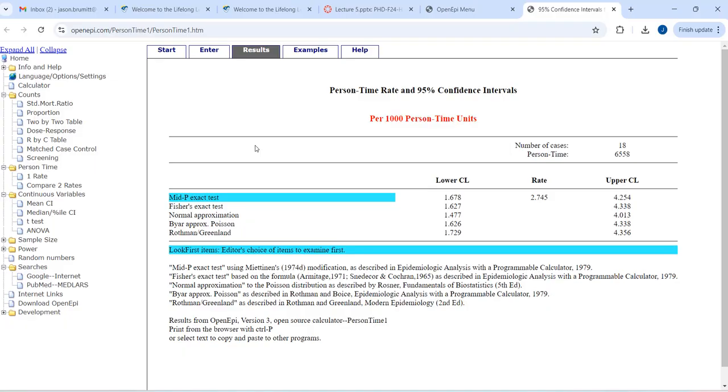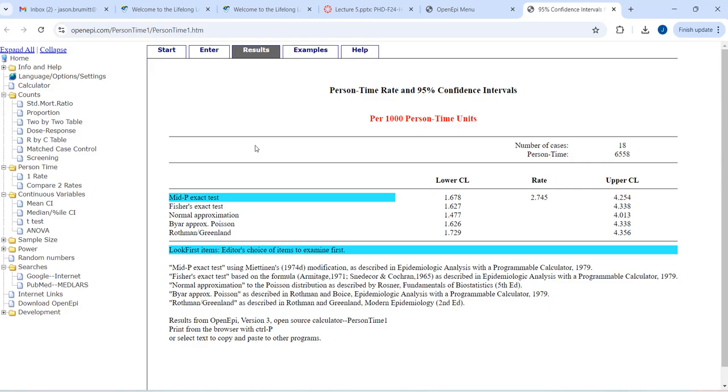There are, as you can see, different tests. How much do you get into the weeds with that? Well, I guess if you wanted to become an epidemiologist, you would study that at a greater level. I could not tell you what the Byar approximation to the Poisson is.